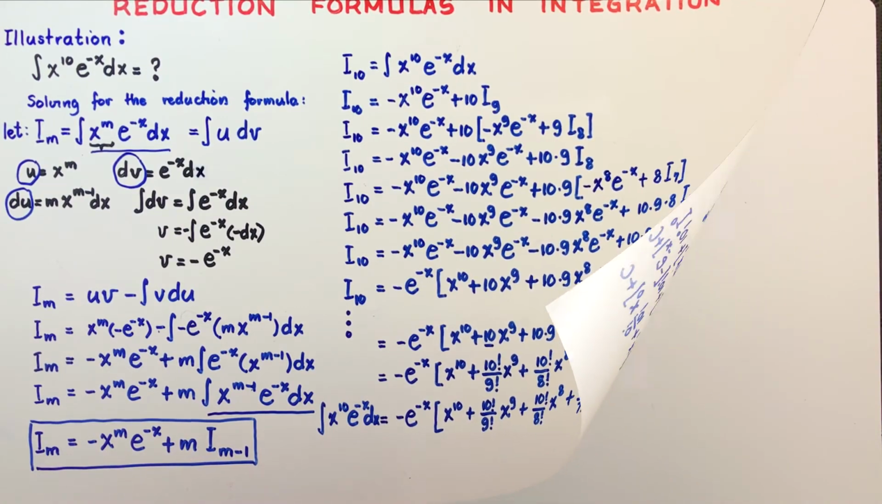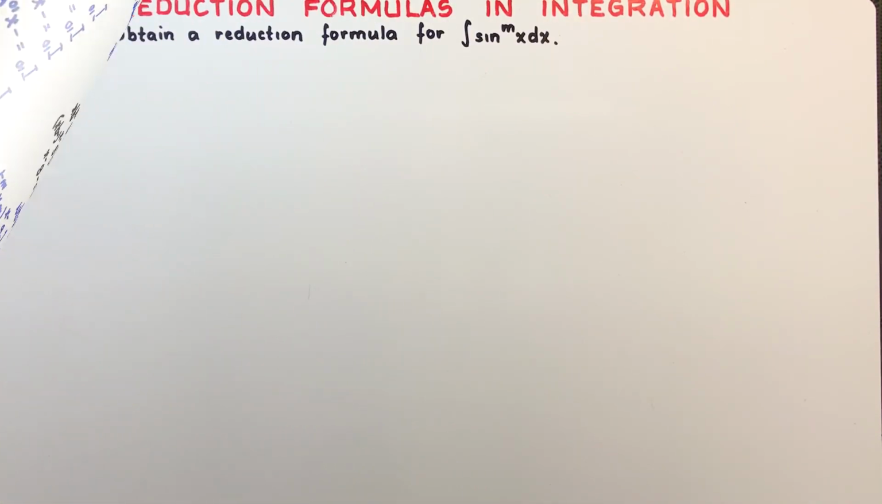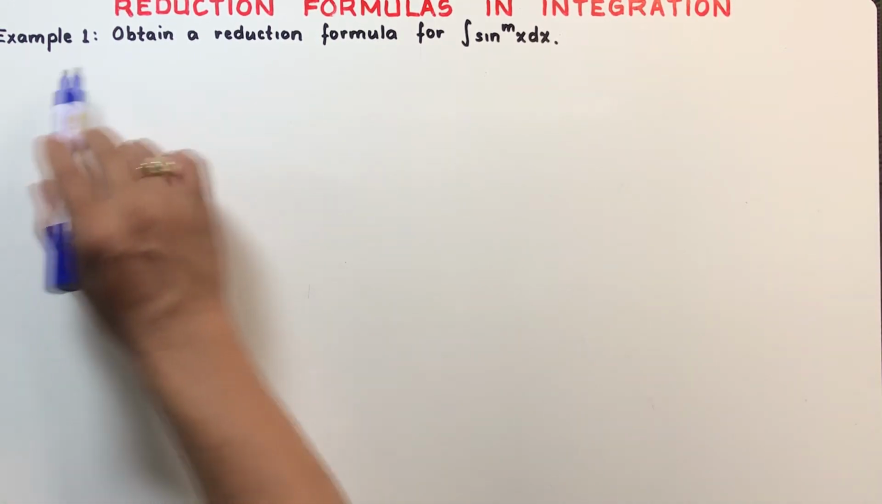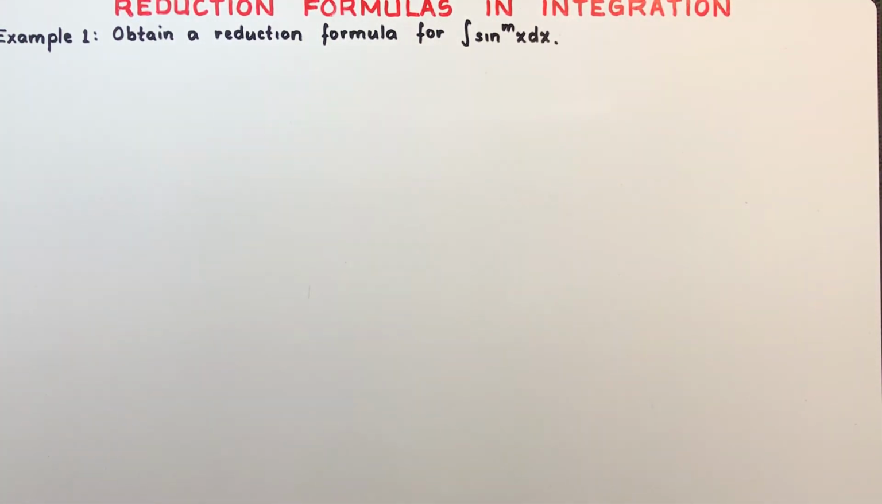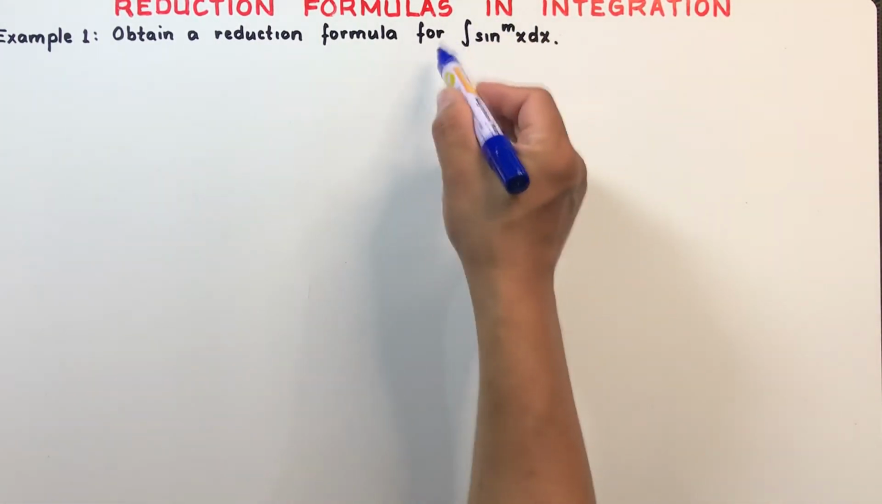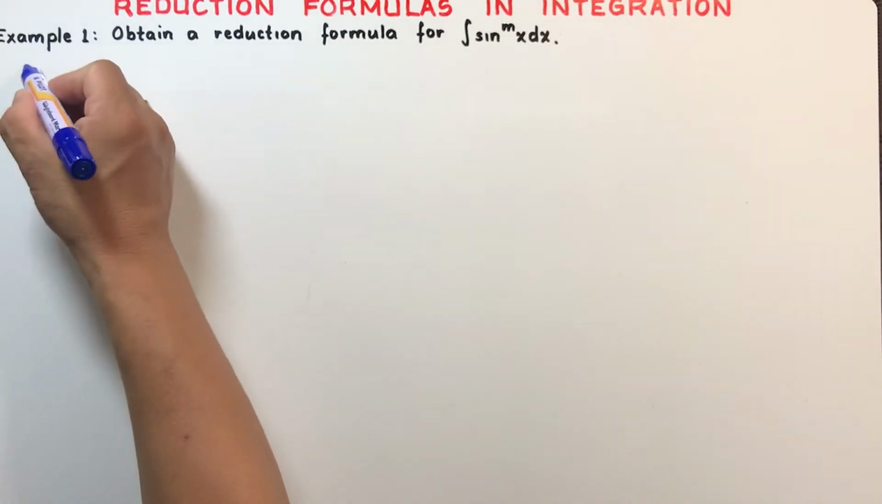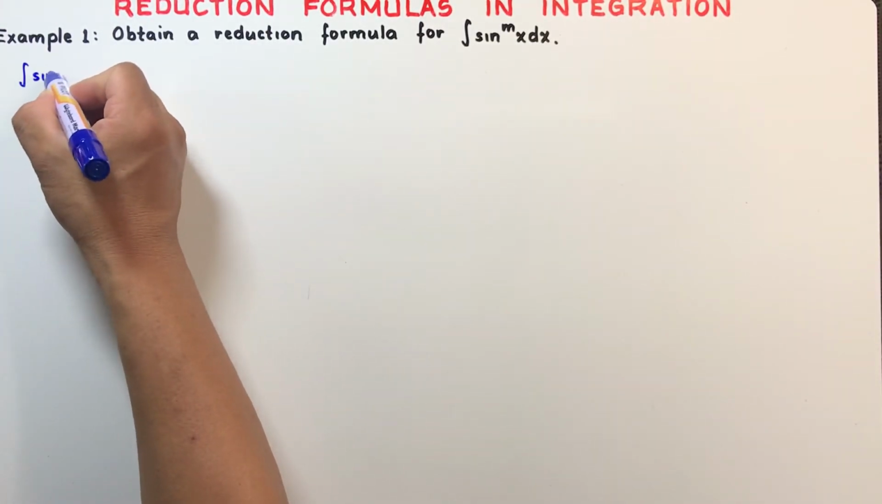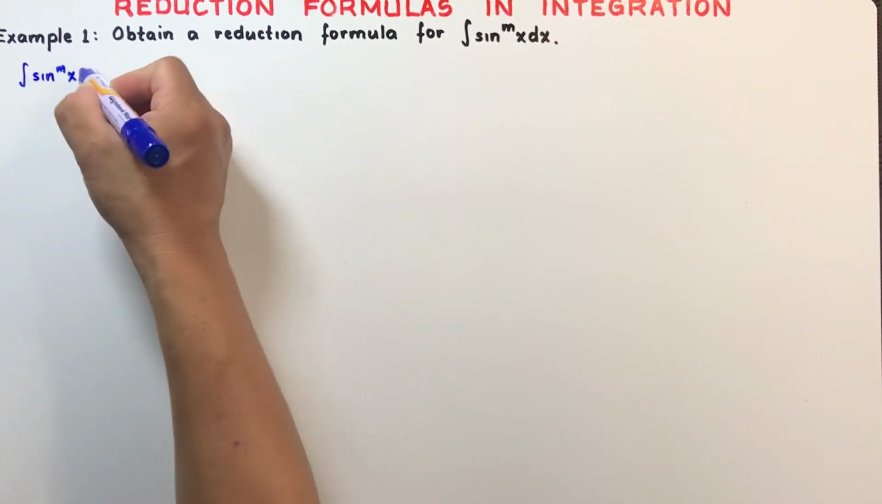So reduction formula is very important when you want to perform an integration that needs to apply integration by parts more than once, because it will reduce the amount of work required. So here in this example, what is the reduction formula for this one? To solve for a reduction formula, we have to apply integration by parts for this one here.